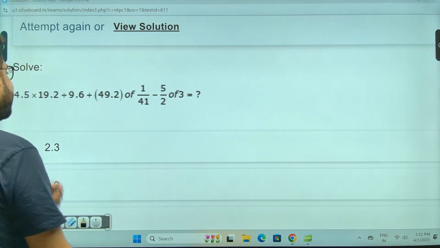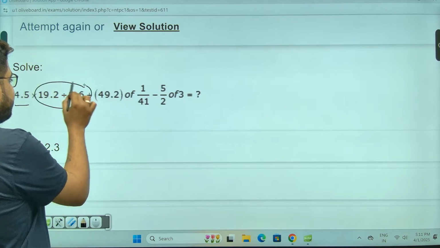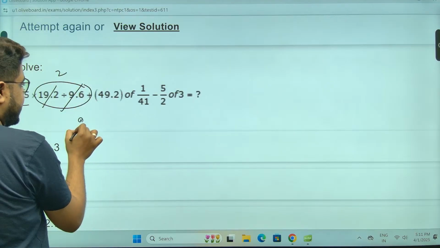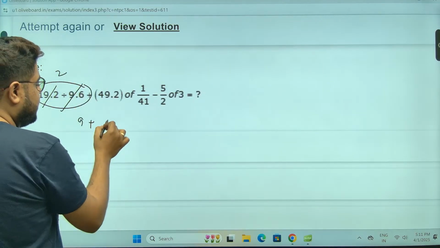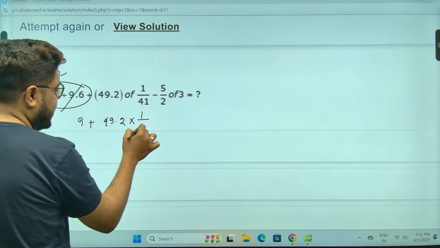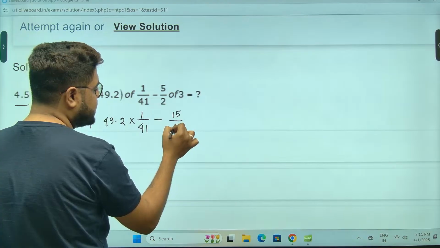Sir, chalo, next one. Sir, 4.5. This is 2. You see, this is 2, and 4.5 times 2 is 9. Plus 1 by 41 into 2, minus this is off, meaning 5 threes are 15 by 2.